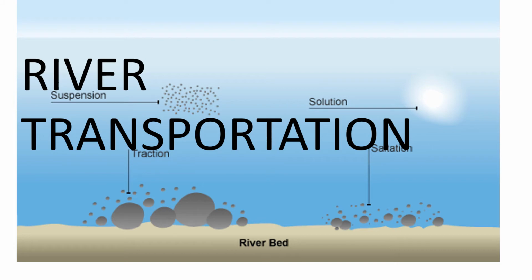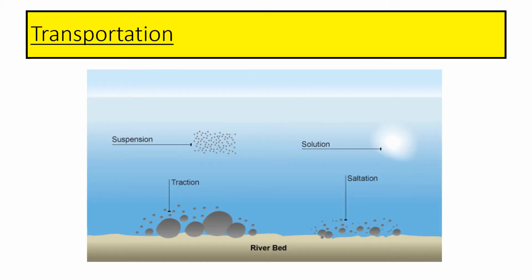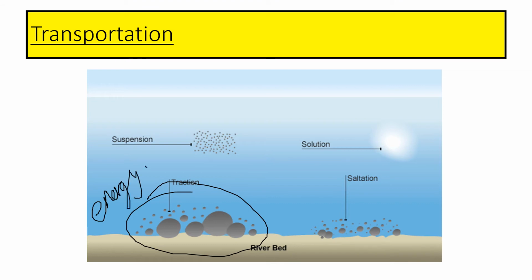So next we've got river transportation, okay? And again, just like erosion, there's 4 types, okay? And you can see by this diagram here. So traction. Traction, as you can see here, is larger rocks being rolled along the riverbed. Now obviously the river is going to need lots of energy to be able to actually move these large rocks. So it needs lots and lots of energy for this to happen.